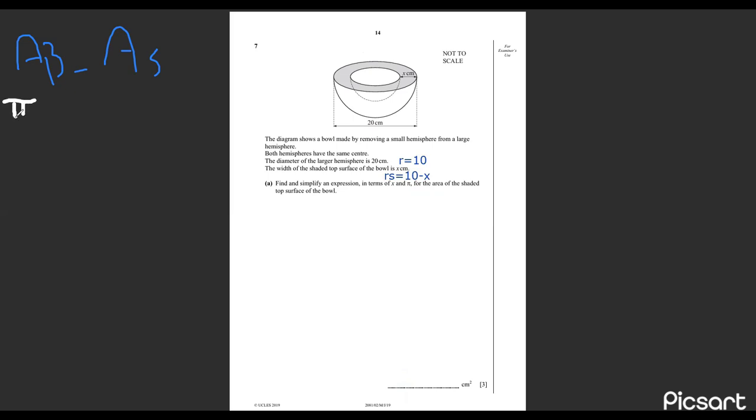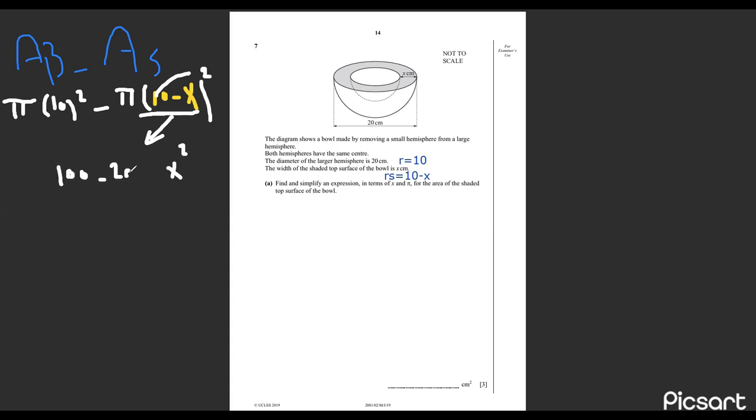Pi r squared for the big one is 10 squared, minus pi r squared for the small one, which is (10 minus x) squared. Now to work this out, we expand the bracket. 10 squared is 100, here it is x squared, and in the middle it is minus 20x.